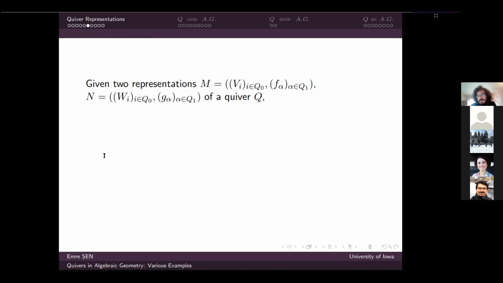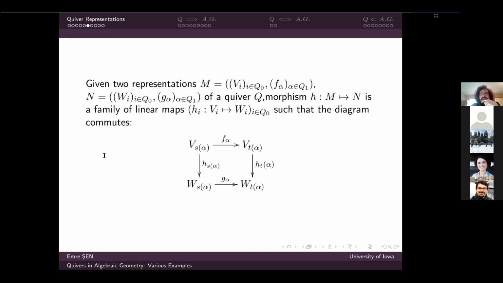And of course, if we have representations, we want to understand the maps between them, right? Let's consider two representations, M and N. For a given quiver, we have a bunch of vector spaces and the maps between them, and we have another one. What would be the morphism? Basically, this diagram should commute. Whenever we have a map in the quiver for the representation M, we want to map the whole thing into the N representation, and this diagram should commute. This is how we handle these maps between the representations.